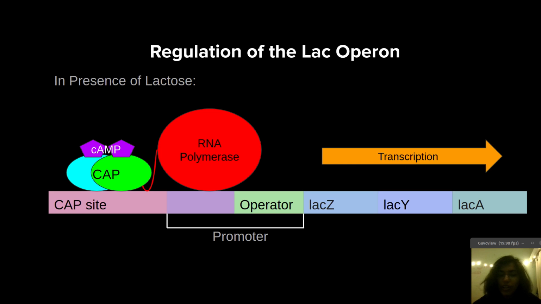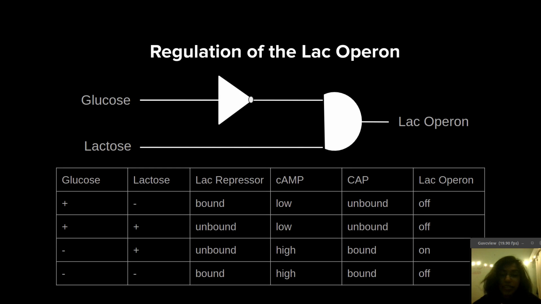So overall, this regulation system can be represented by this logic circuit, and as you can see, this very intricate, smart, organized system ensures that the lac operon is switched on only when lactose levels are high and glucose levels are low simultaneously. So this was all about the structure and one of the very well studied, interesting functions of CAP.